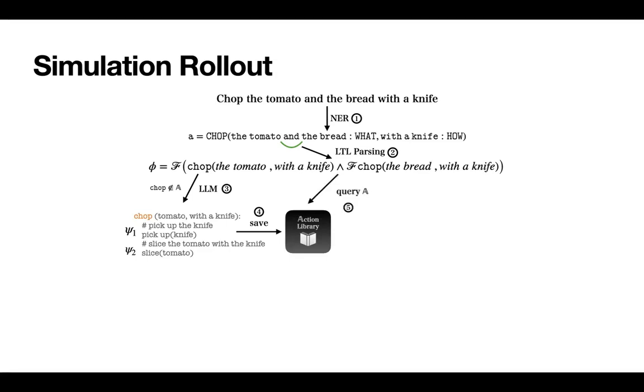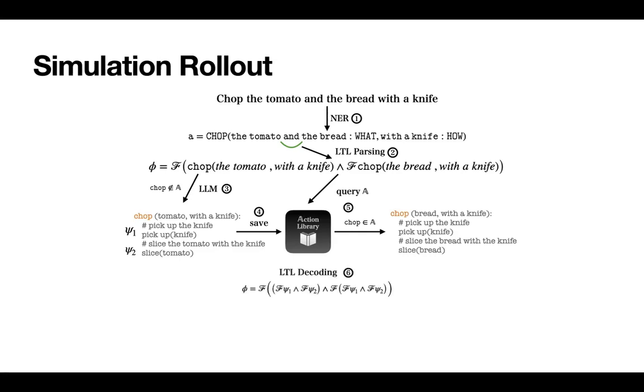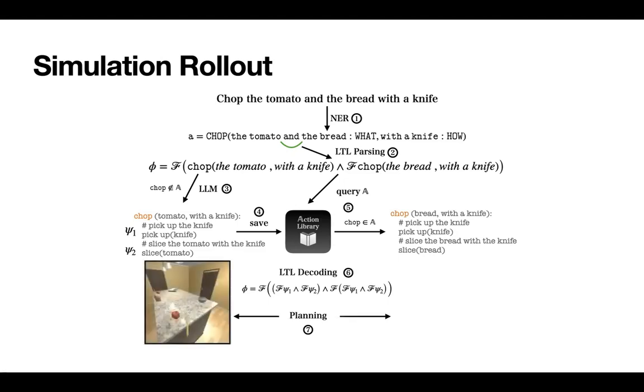Therefore, when our system parses the rest of the formula phi, querying the action library for the verb chop is successful, and the action is implemented by reusing the cached plan, replacing the previous parameters with the new ones corresponding to the respective categories. The initial formula phi is then decoded to a final formula that consists of the subformulae psi1 and psi2. This formula can be used for downstream tasks, such as planning in a kitchen environment.